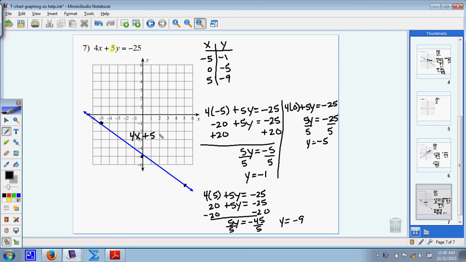All right, you're going to do the exact same thing for your remaining problems. Please pick your x values for your t-chart based off of the coefficient of y. I know that's something a little bit different, but you do need to do it that way. All right, good luck.